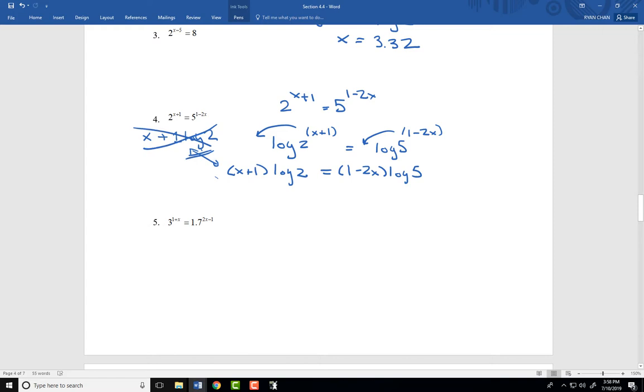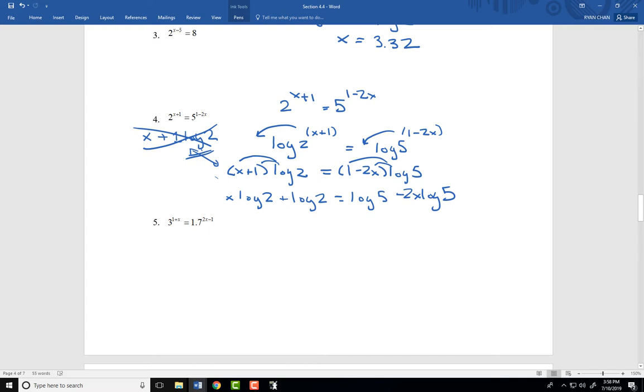Now, you have log of 2 being multiplied to both of them. So I'm going to distribute. So I have x log 2. Remember, always put the x in front of your logs, plus log of 2. And then I'll distribute right here. I have log of 5 minus 2x log of 5. Okay.